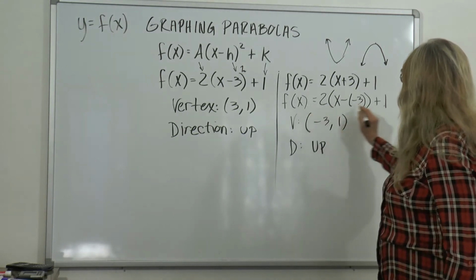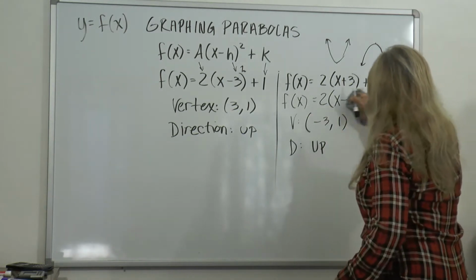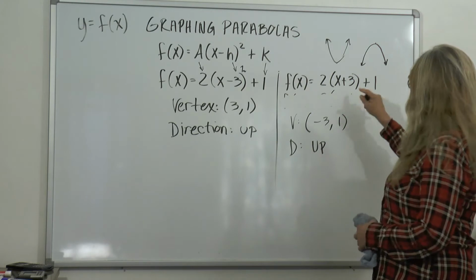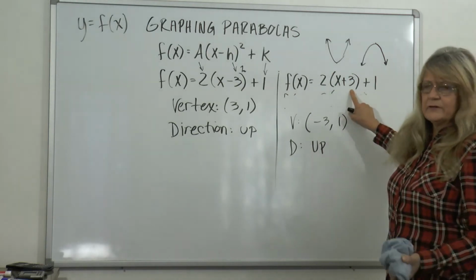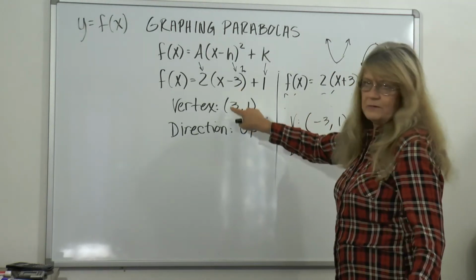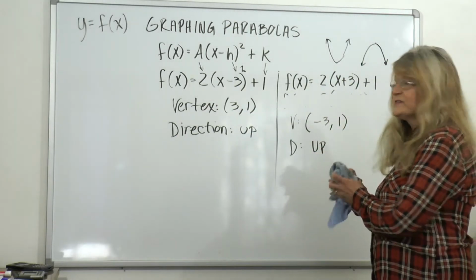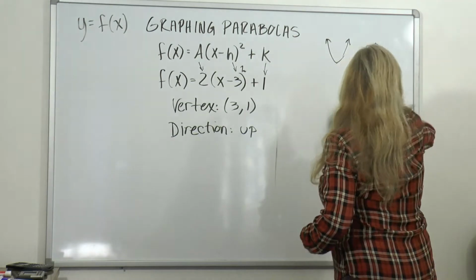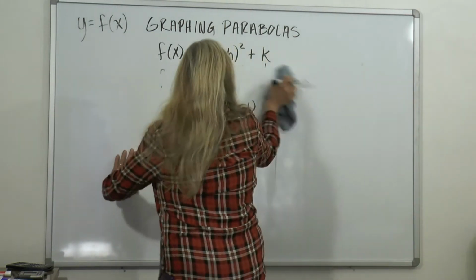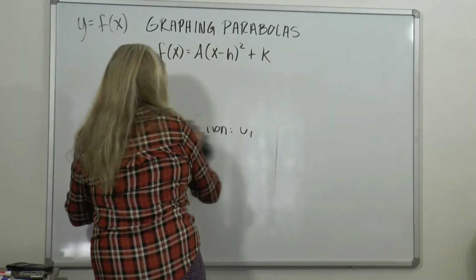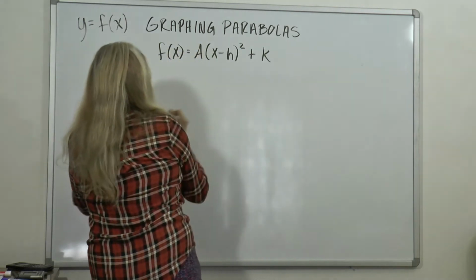Now, you're not going to rewrite the formula like that. The way I always remembered it is the H is the opposite of how it looks. So if it looks like it's negative, it's going to be positive. If it looks like it's positive, it's going to be negative. And the K is exactly how it looks. Okay, so let's just do a few, make sure that you can figure out the vertex and stuff.